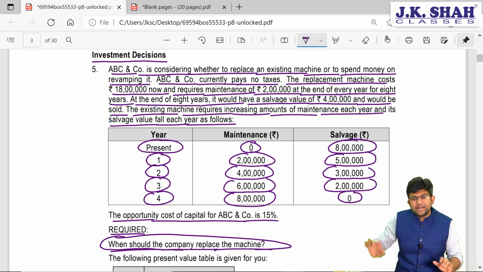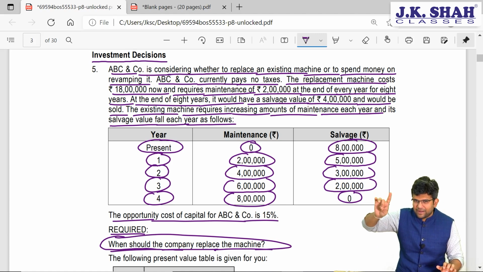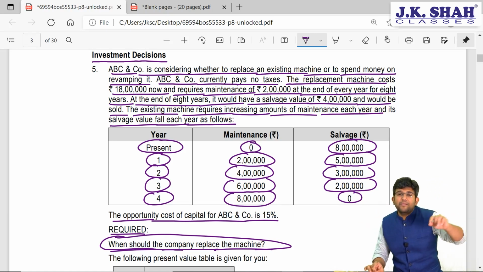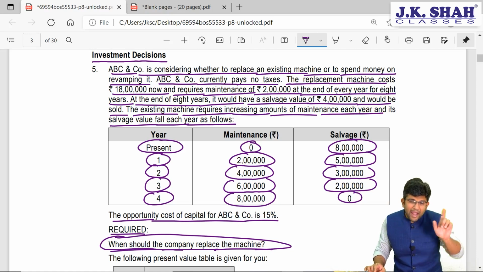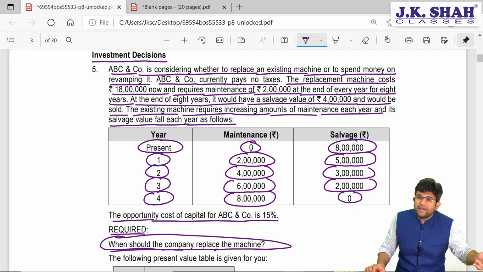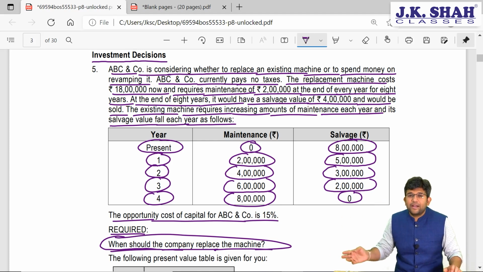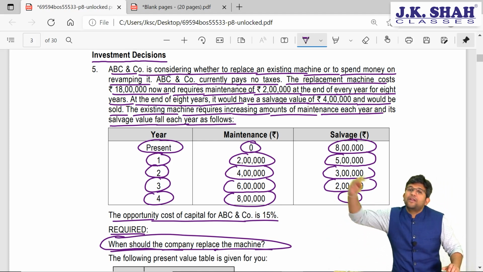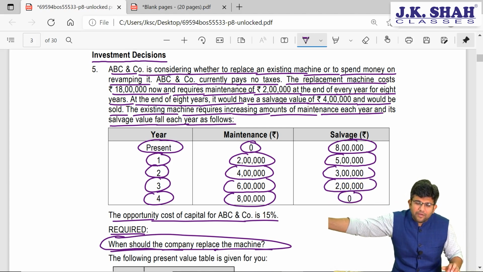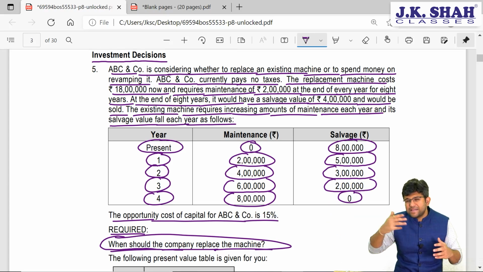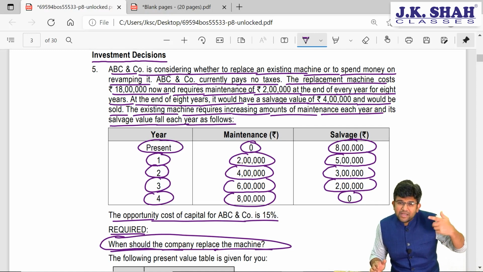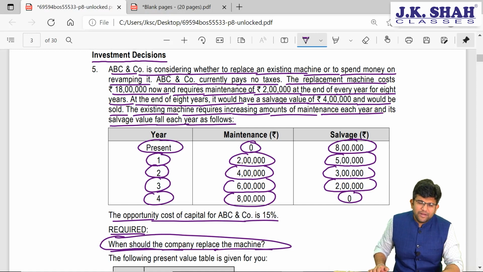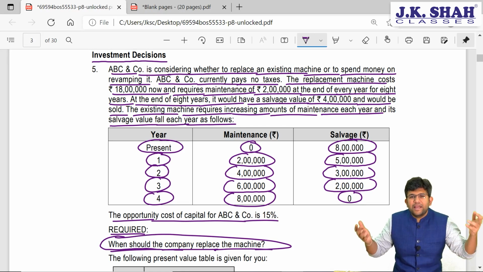But do you realize that since their lives are different, right? The first option is having a life where we are replacing the existing machine today only, and then going for a new machine having a life of 8 years. Then in the second option, we are replacing the machine after 1 year, and then going for a new machine having a life of another 8 years. So do you realize every option, the lives are different, and therefore you cannot compare their present values of cash outflow since the lives are different.